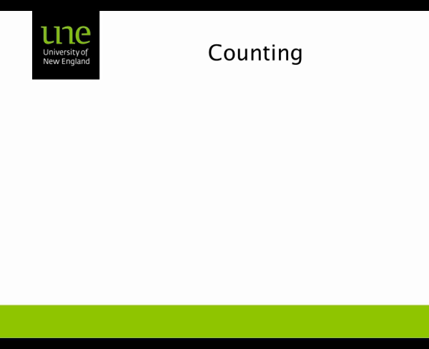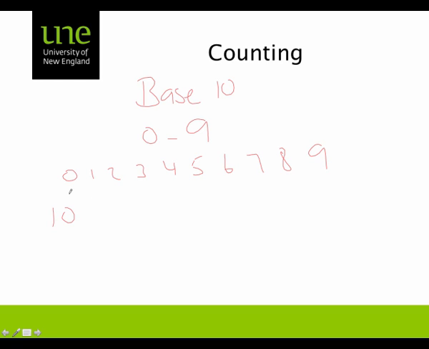In our everyday counting, we use what is called base 10. In base 10, we use the digits 0 through 9 to represent our numbers. So when we count 0, 1, 2, 3, 4, 5, 6, 7, 8, 9, we move on to the next, 10, 11, and so on. That's base 10, using the digits 0 through 9 to represent the numbers that we count with.